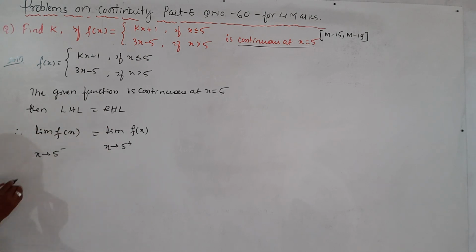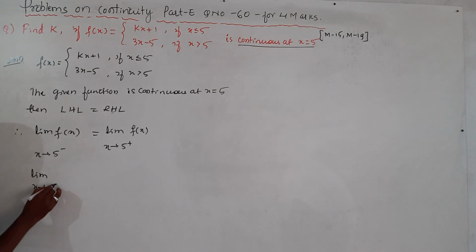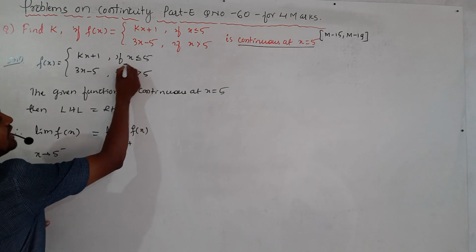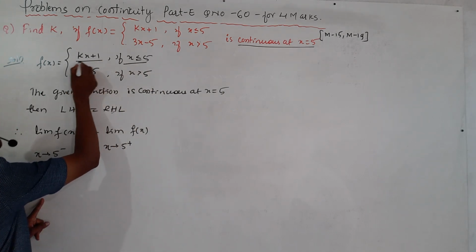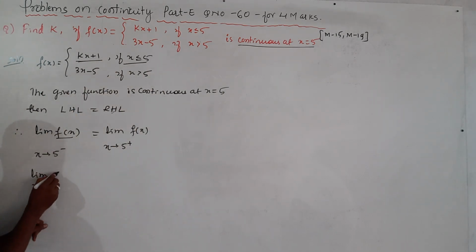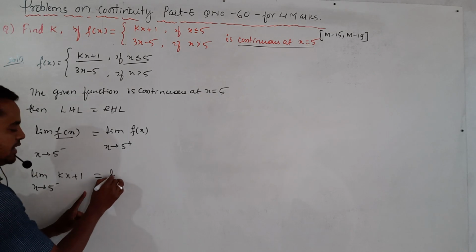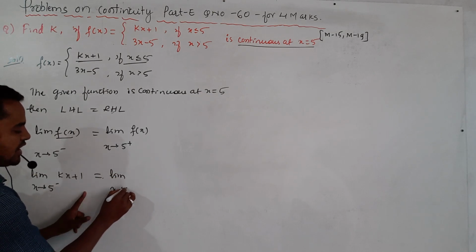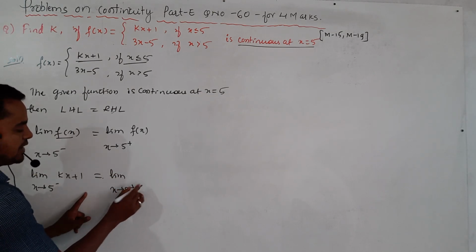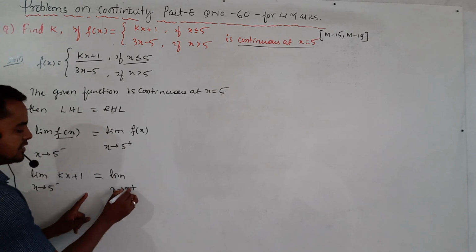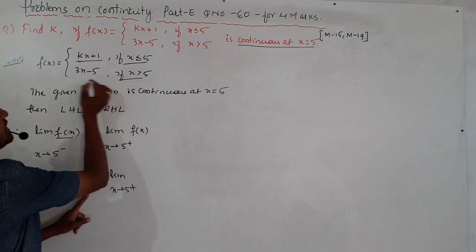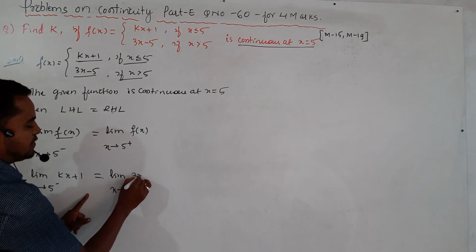Yes, this is LHL and this is RHL. See here, limit of x tends to 5 minus. 5 minus means less than 5. Less than or equal to 5 means kx plus 1. The function value we are taking is kx plus 1. That is equal to limit of x tends to 5 plus. 5 plus means greater than 5. Greater than 5 means 3x minus 5.